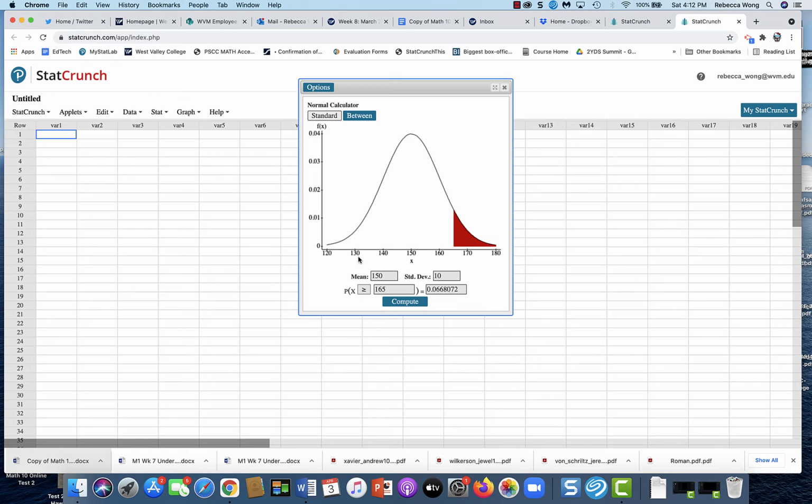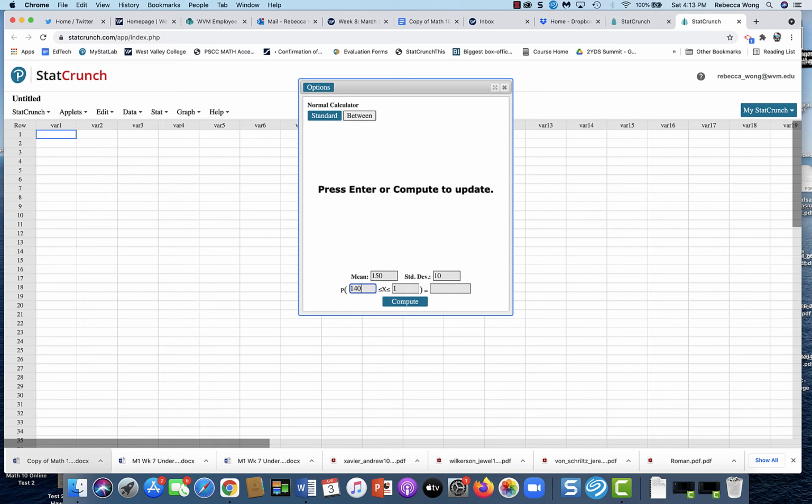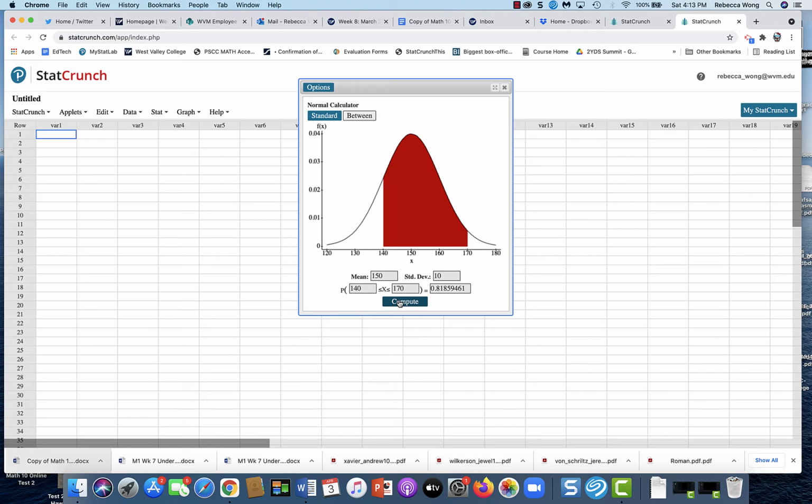For the next one, we wanted the numbers that were between, so we click the Between tab, and we're going to put the numbers that we were between 140 and 170. When we click Compute, here we have 0.819, or in other words, 81.9%.